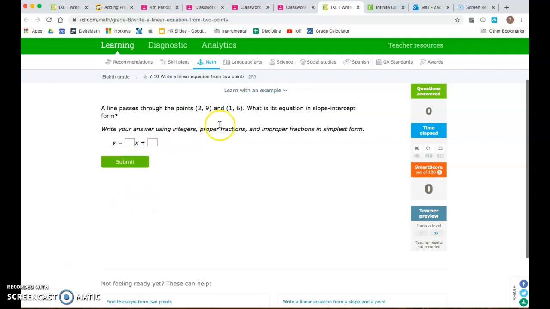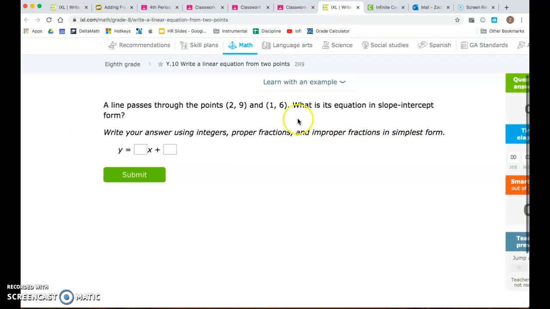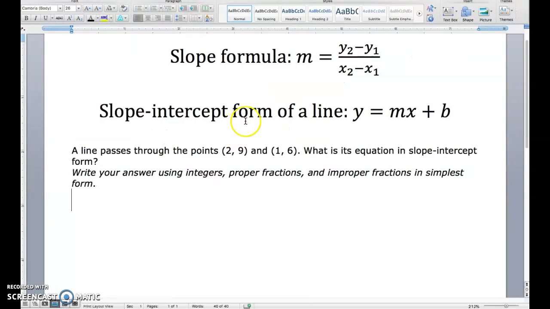So assignment 5, every question is giving you 2 points. It's saying a line passes through these 2 points, and you have to find the equation of that line in slope-intercept form. Any fractions you have, you need to put in simplest form. Let's go ahead and do this first problem.